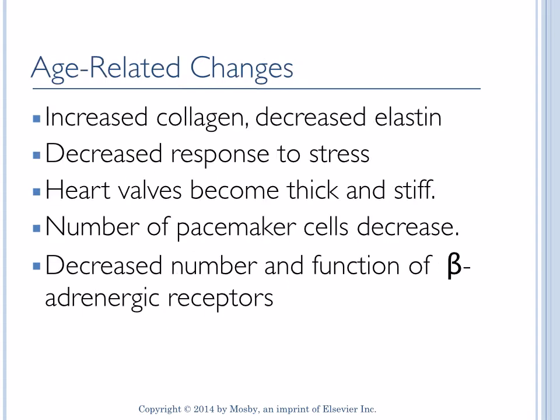Okay, now what age-related changes can happen in the cardiovascular system? With increased age, the amount of collagen in the heart increases and the elastin decreases. So why do we need to care if there is high collagen and decreased elastin? Because this will affect the myocardium's, or the heart tissue's, ability to stretch and contract. One of the major changes in the cardiovascular system is the response to physical or emotional stress.